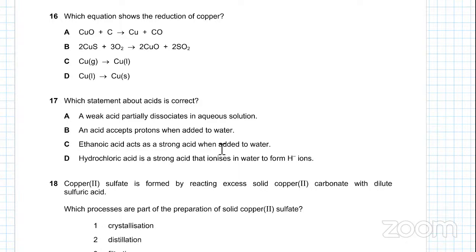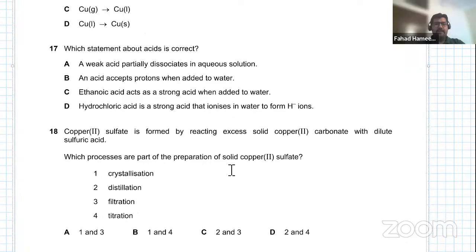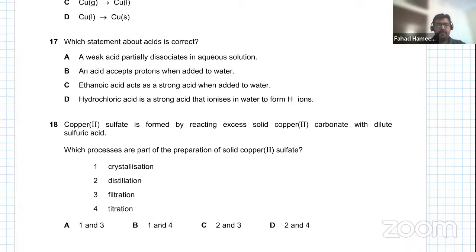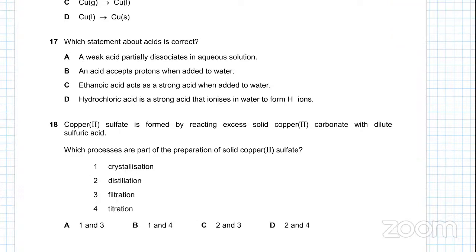ठीक है, तो that's it. बाकी सारे फिर गलत होंगे. अच्छा next one. Copper sulfate is formed by reacting in excess of copper carbonate with dilute sulfuric acid to sulfate. One and three are correct. The crystallization and titration. Okay, 1 and 3 are.